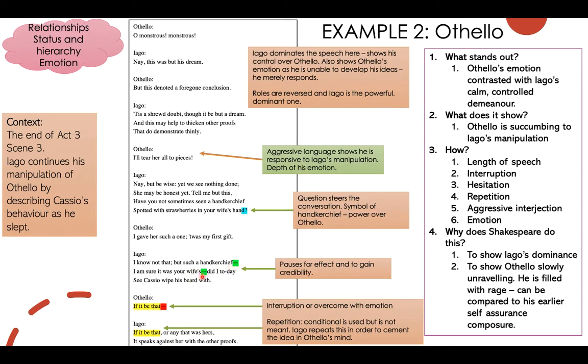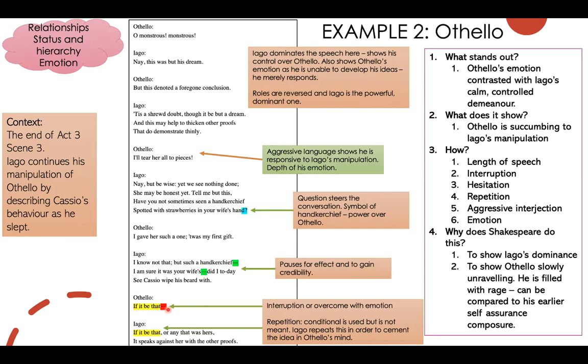"I am sure it was your wife's pause." So it's a pause for effect. Again, it's contrived. He doesn't need to pause, but he's doing it for credibility, to convince Othello that he's struggling to think of what to say next. He's pausing to kind of get his next words in, but he already knows what he's going to say. So we know that he knows what he's going to say, but the pauses are for Othello's benefit.